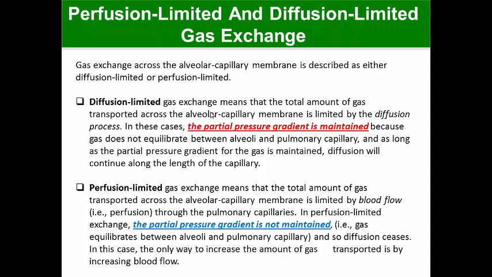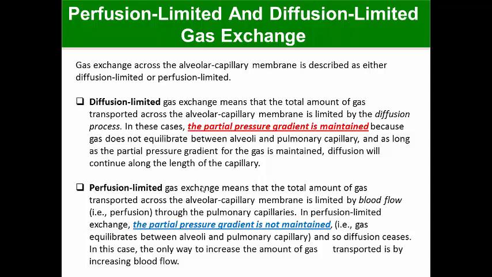The second type of diffusion of gases across the alveolar capillary membrane is what we call the perfusion limited gas exchange. Perfusion means the blood flow across the pulmonary capillaries. The perfusion limited gas exchange means that the total amount of the gas which is transported across the alveolo-capillary membrane is limited by perfusion, is limited by the blood flow through the pulmonary capillaries.